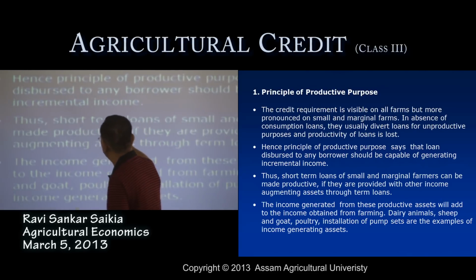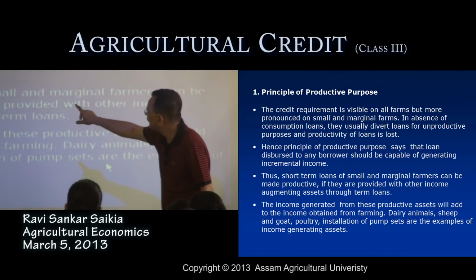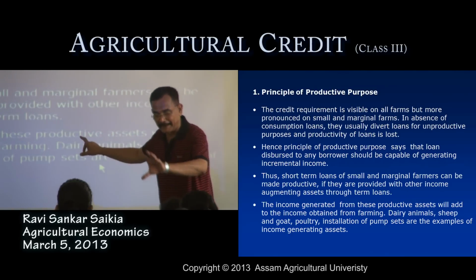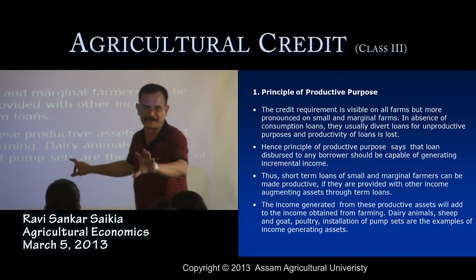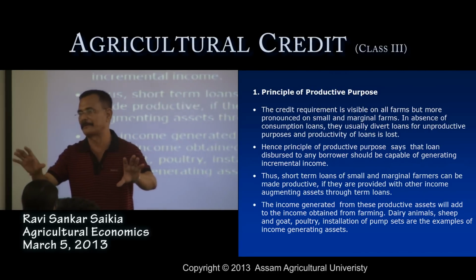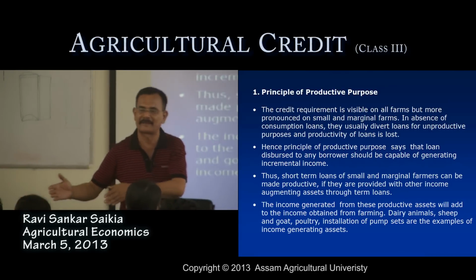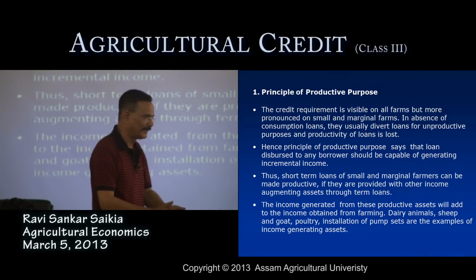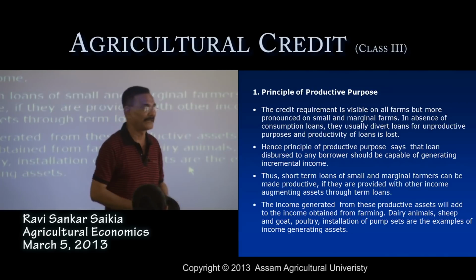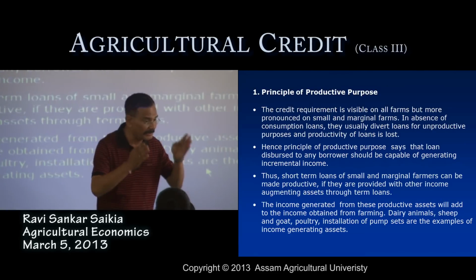Hence this principle of productive purposes says that a loan disbursed to any borrower should be capable of generating incremental income. Incremental income comes from what point? That is, along with the income coming from his main occupation, such as growing a crop or different types of crops. If the farmers can be engaged by the banking organization in some other allied activities, it will give additional income that can supplement his main income, which will help the farmer to increase his net worth or equity.